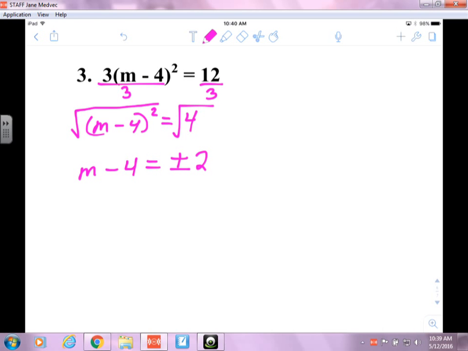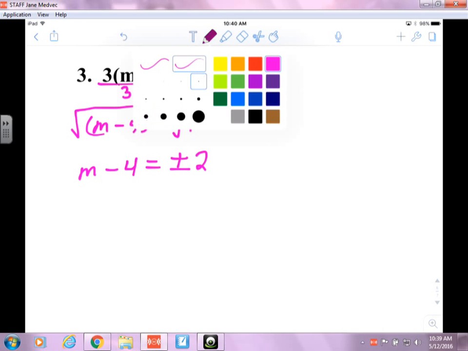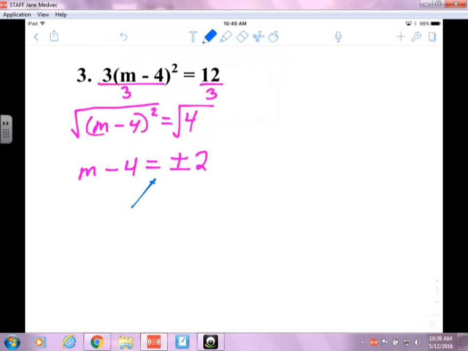All right, now this is where this kind of splits off. I've got two problems here. One of them is m minus 4 equals 2, and the other one is m minus 4 equals negative 2. We okay? This is kind of heavy duty algebra. This is not for the lighter part.